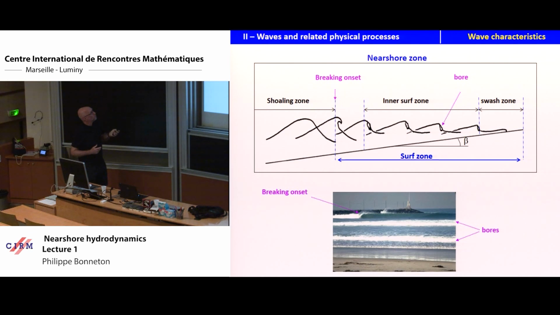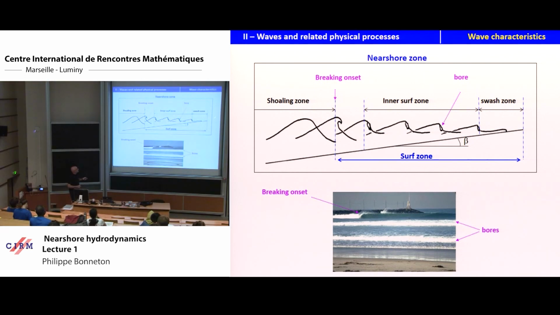After a small transitional zone, the waves reorganize themselves into quasi-periodic bore-like waves, such as in this figure, bores, a sort of hydraulic jump in translation. And after the inner surf zone, these bores reach the beach, in the zone which is named the swash zone.